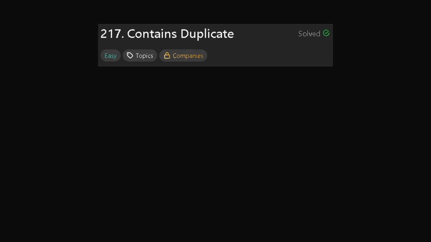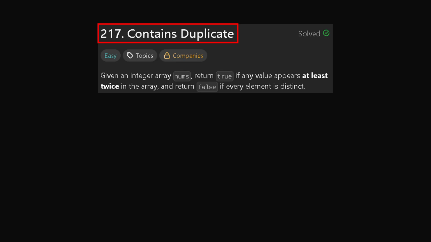Today we'll be solving LeetCode 217 contains duplicate. Let's jump right into it. The problem says you're given a list of integers called nums and your task is to return true if any value appears at least twice, meaning there's a duplicate. We're also asked to return false if every element is unique.